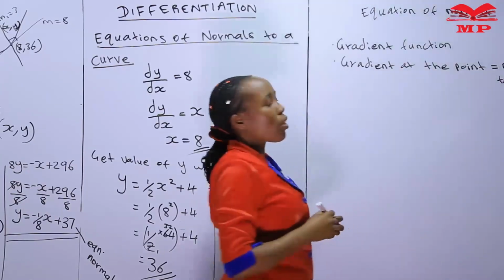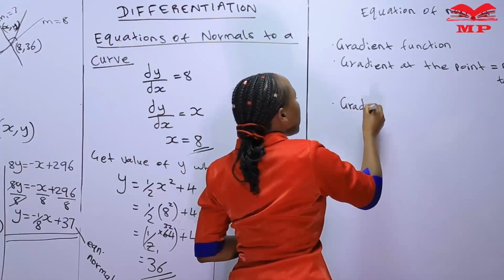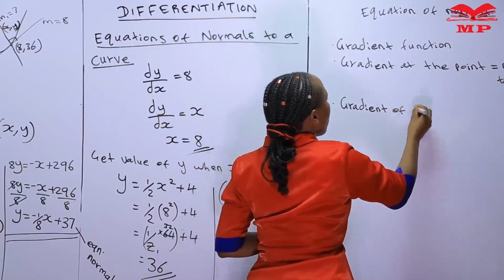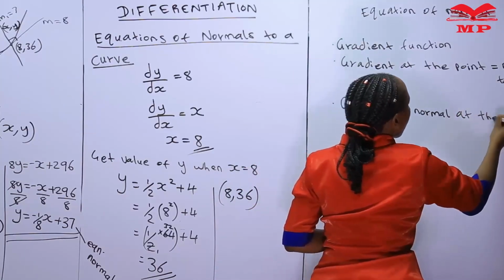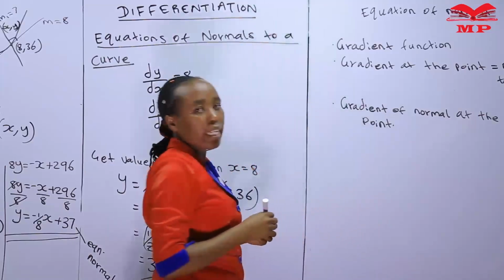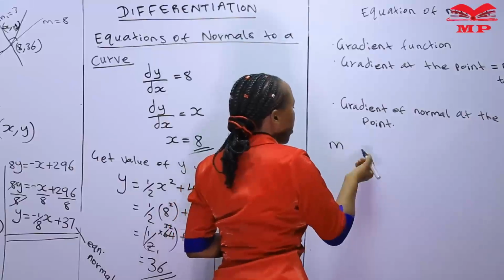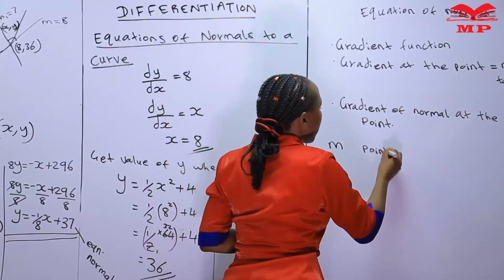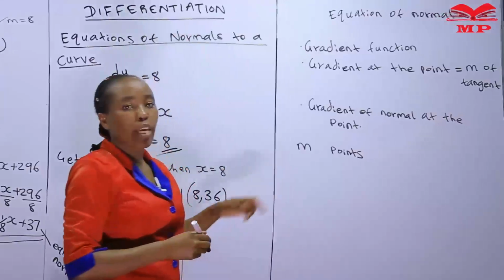But now we want to find the equation of the normal. So you move ahead and get the gradient of the normal at the point. Then after getting the gradient, now you can use the gradient. Then you have the point plus the imaginary point, and then calculate the equation.